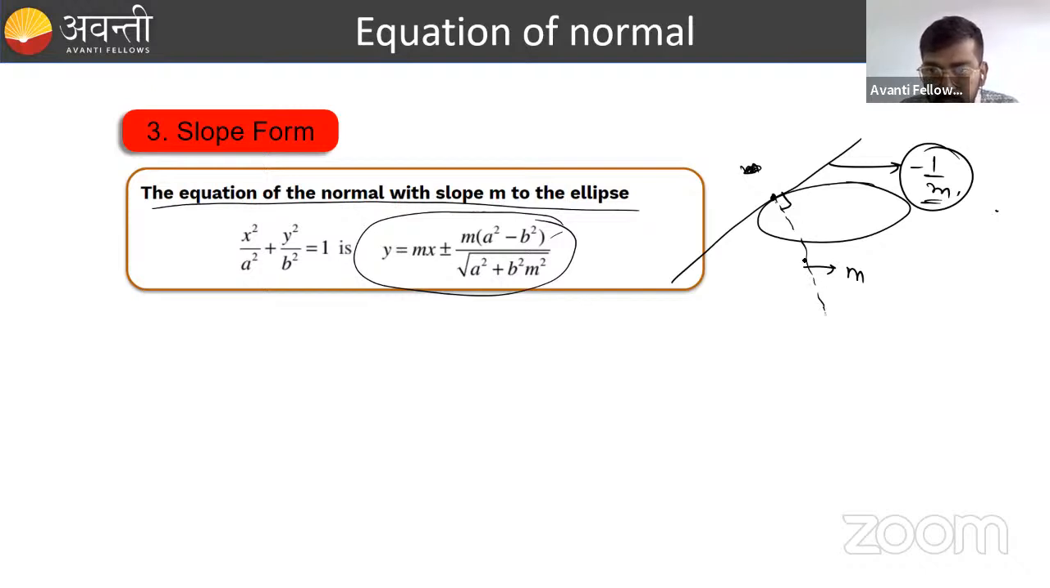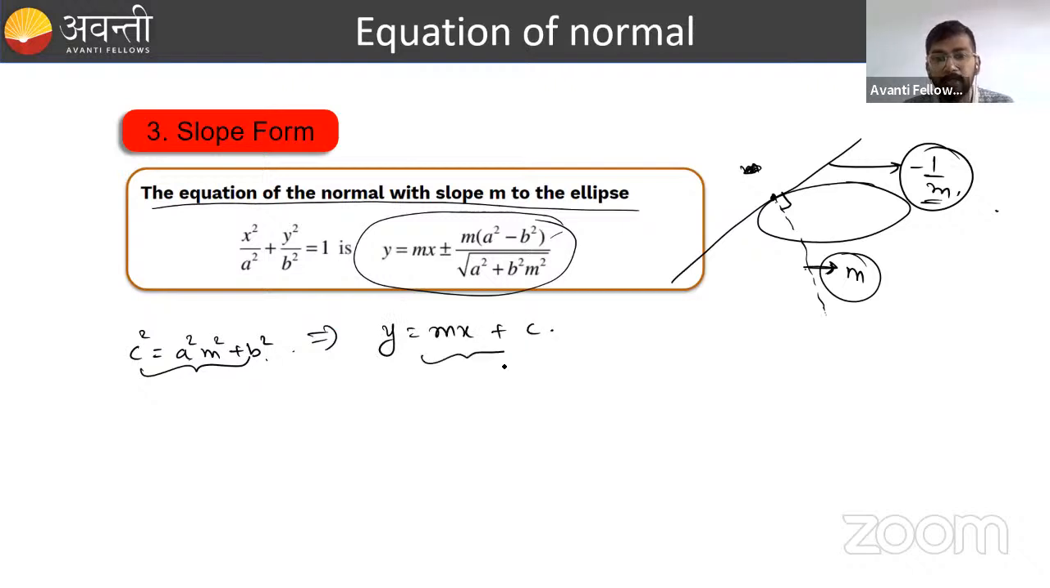So now to find the equation of normal in slope form where the slope of the normal is given as m, what we will do is, we remember there was some condition over this tangent. It was given by c square equals a square m square plus b square, something like this was given, correct? And the equation of the tangent was y equals mx plus c in that scenario.